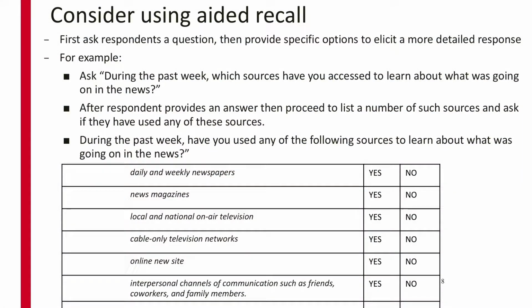You may consider using aided recall in an interview survey. In aided recall, you first ask the respondent a question and transcribe the response, and then provide specific options to elicit a more detailed response. For example, you might say, "During the past week, which sources have you used to learn about what was going on in the news?" So the answer might be something like the New York Times phone app. But then, after the respondent provides that answer, the interviewer will proceed to list a number of other sources, such as daily and weekly newspapers, news magazines, local and national on-air television, etc., and then ask the respondent to provide a yes or no response to each source that they list.